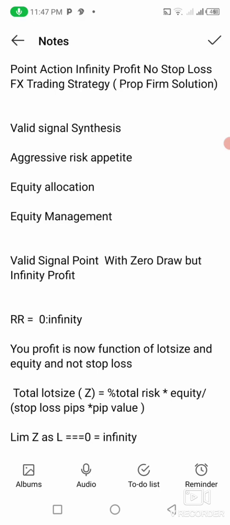The limit of Z as L approaches 0 is equal to infinity. This Z means the total loss size and L means the stop loss pip. So the limit of Z as L approaches 0 is equal to infinity.